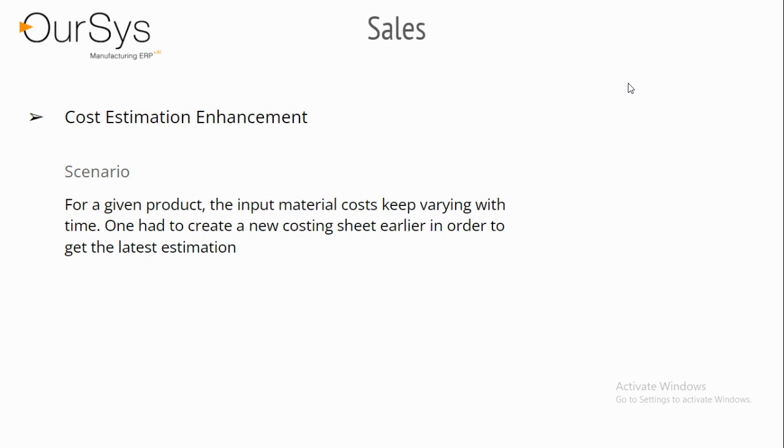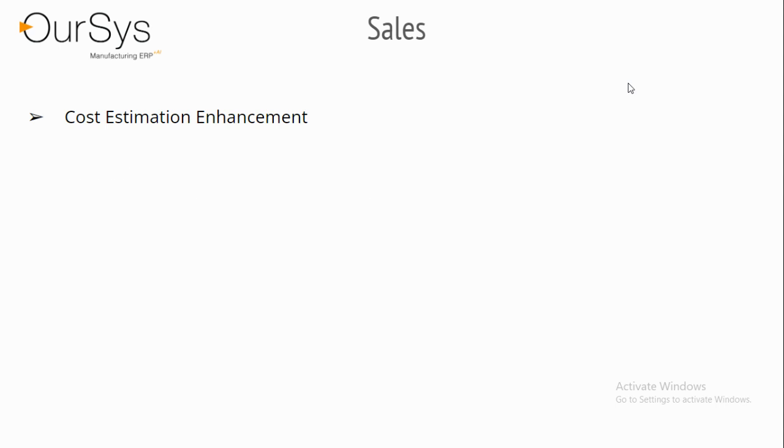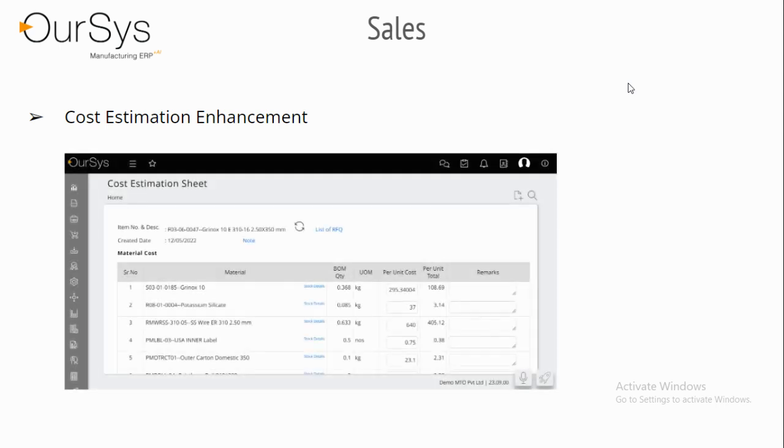In the cost estimation, previously we had to delete a particular cost estimation sheet and generate a new one for the updated rate of the components. So now in the new scenario, we have given a refresh button so that the component's latest rate is picked and shown in the cost estimation sheet. So now you don't have to delete the cost estimation sheet and regenerate it. The present cost estimation sheet can be refreshed with the latest rates.